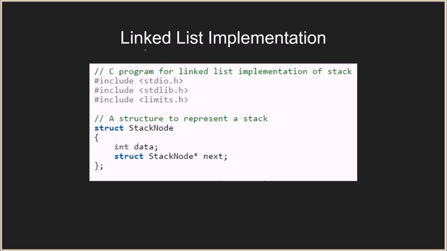So to overcome these cons, we'll now see the linked list implementation. In the linked list implementation, we have a structure stack node wherein you have the data part, and then you have the pointer pointing to the next node. So here each node will contain the data and the pointer to the next node. This is the structure for the linked list implementation basically.